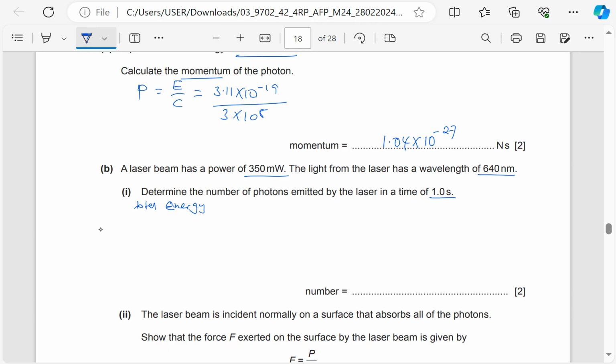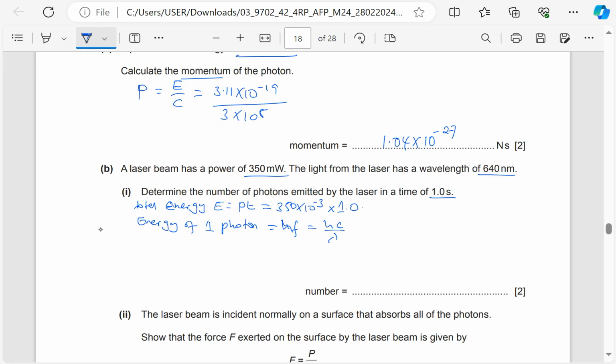Total energy E is equal to power times time, which is 350 times 10 to the power of minus 3 times the time, which is 1.0 seconds. That is the total energy. Then the energy of one photon equals hf. They gave us a wavelength, so it is going to be hc over wavelength. That is the energy of one photon. So the number of photons is going to be N times that.